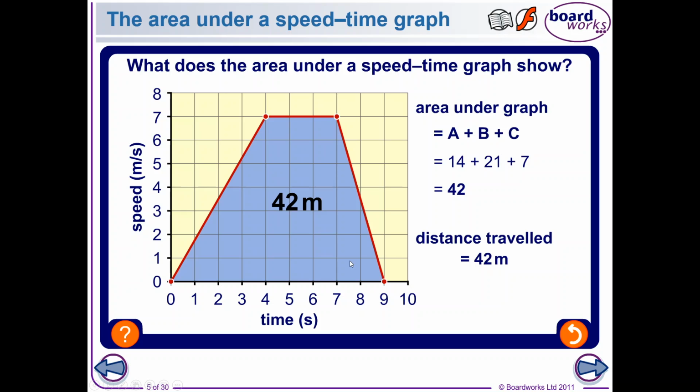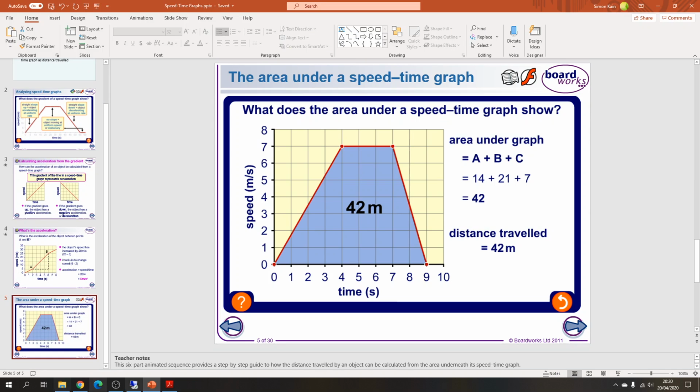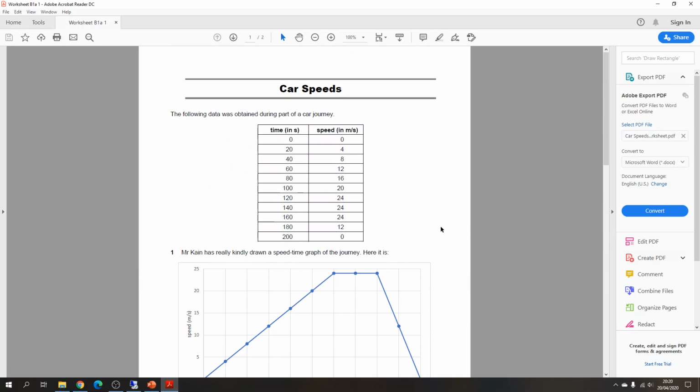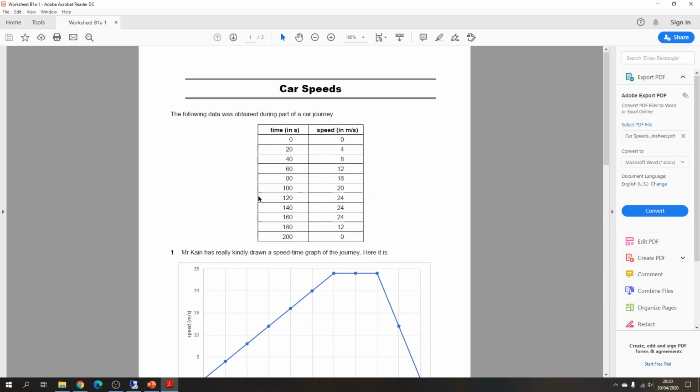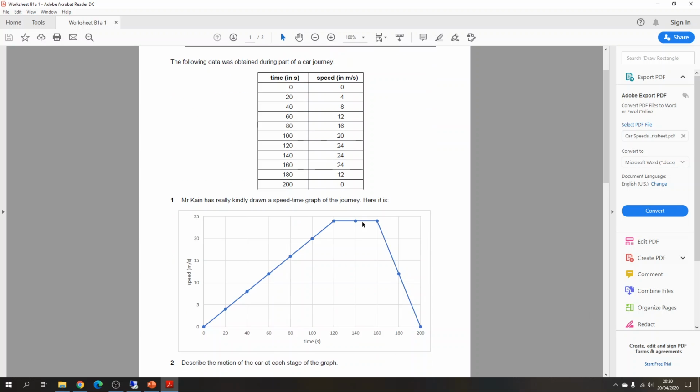There we go. Simple. What I'd like you to do for today's lesson is have a go at the worksheet which I've put on Google Drive. It's called Car Speeds. There's a few questions I'd like you to answer, and you need to submit this one so I can mark it, please. I've put it as a PDF and as a Word document. It's up to you how you do it. You can do it on a computer and submit it. You can write it, send me a photo or whatever.